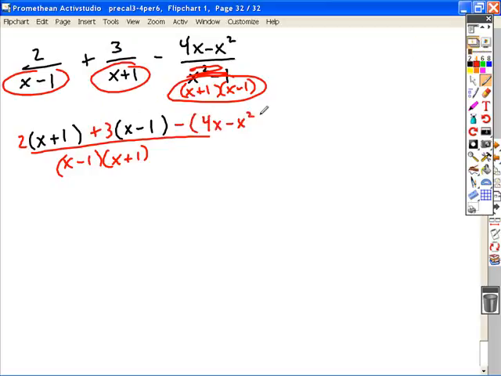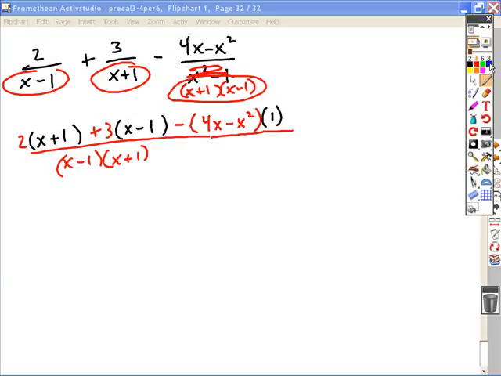Notice I put it in parentheses, especially because this negative means you're going to distribute that through. But we're going to multiply that by any LCD factor missing from its denominator. It's not missing anything. So you don't have to write a 1 here. I'm just writing it there to color code it and show that there's nothing that you have to add to that factor.